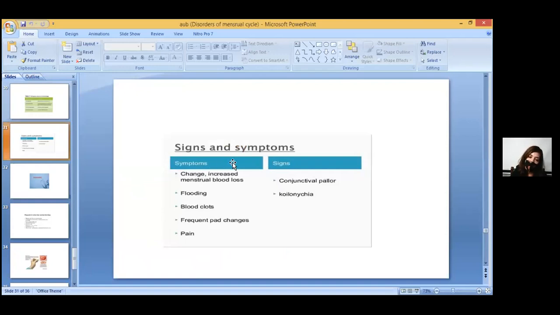Okay, the signs and symptoms of menorrhagia. Usually the patient presents with heavy bleeding during the periods. She says, whenever I start my periods, the bleeding is very heavy and I feel so lethargic. I cannot move around. I cannot do my daily activities. There is a flooding of blood, and there is clotting in the periods, and she changes her pads very frequently, and at times she feels pain. So these are the symptoms.